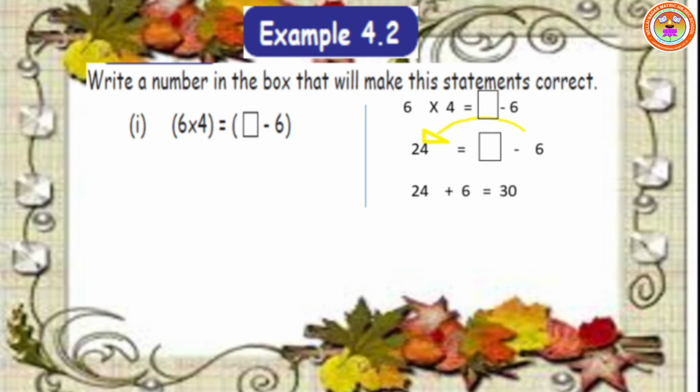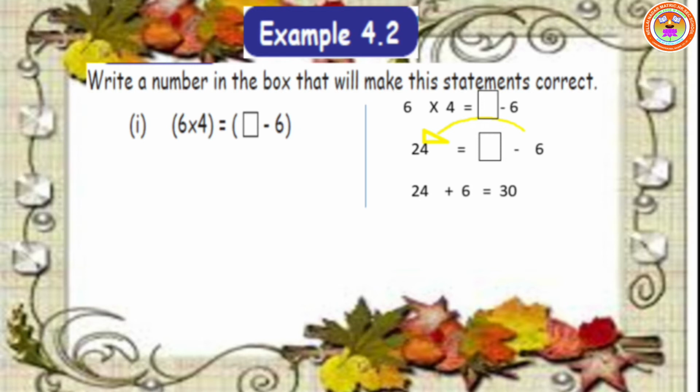See, first take 6 into 4 is equal to 24. See your right hand side, children, is equal to one blank box minus 6. Now this minus 6 has to come to your left hand side, which means it will become plus 6. Students, again I am saying that minus 6 is on the right hand side. It will come to your left hand side, which means it will become plus 6. So 24 plus 6 is equal to 30.